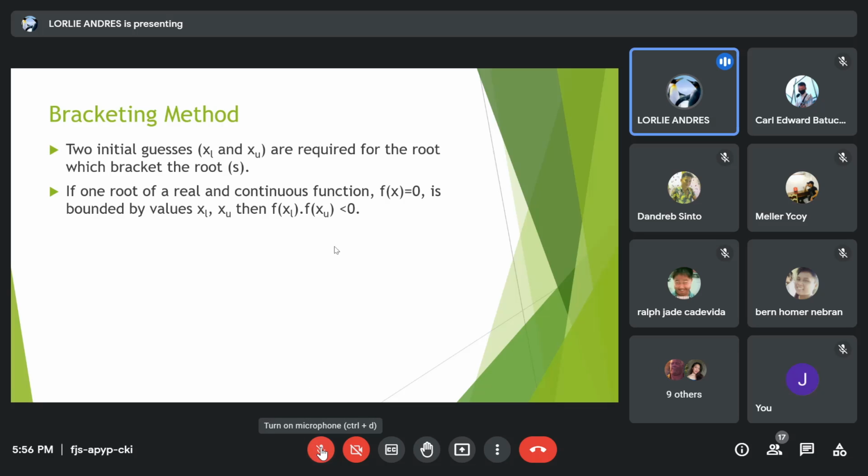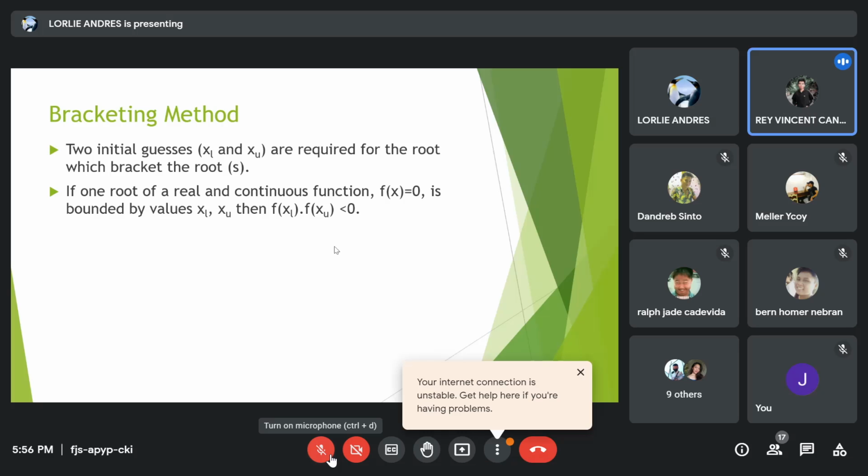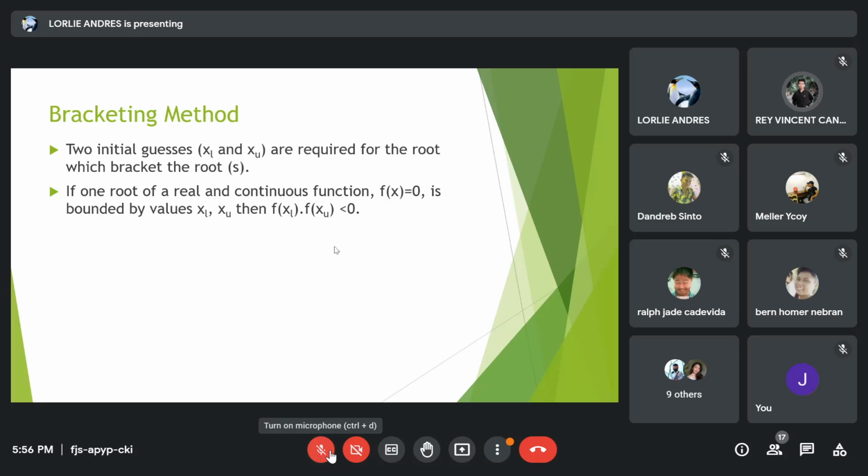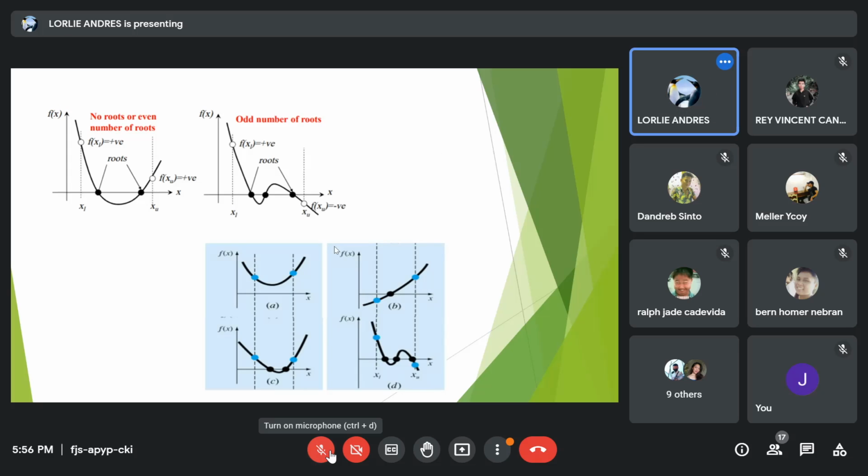Yes po, ma'am. With convergence, it converges when it closes in on your solution answer, on the root value or the exact root value. Okay, very good. Next, this one.